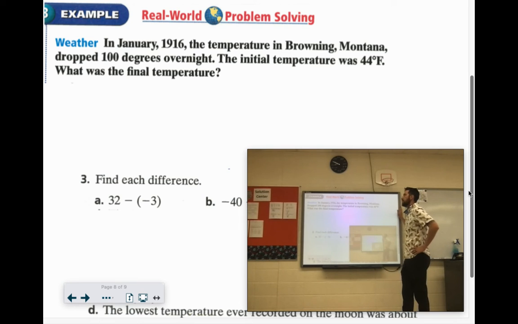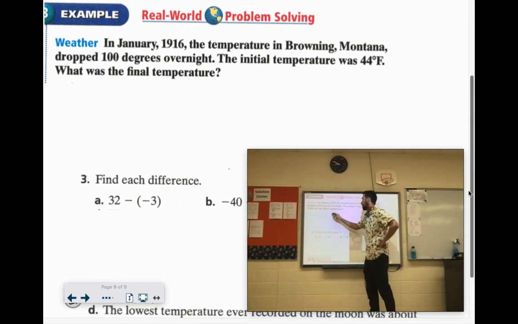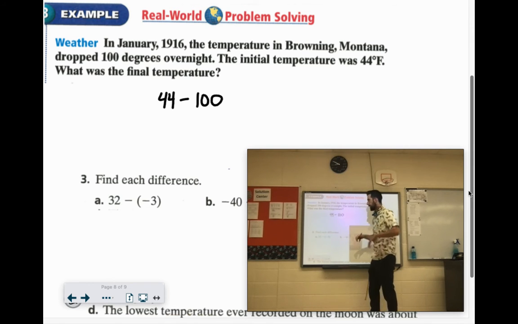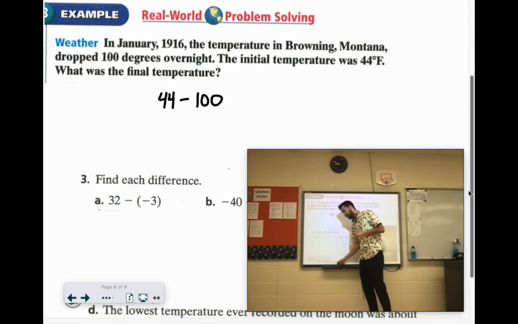In January 1916, the temperature in Browning, Montana dropped 100 degrees overnight. If temperature is dropping, that's negative temperature, right? Or subtracting that temperature. The initial temperature was 44 degrees. What was the final temperature? So it was 44 degrees, but it dropped 100 degrees. So 44 minus 100. If you're thinking of money, you have $44, but you owe your grandma $100. You're short. All right? And I'm not talking about height, because height doesn't matter on this problem.